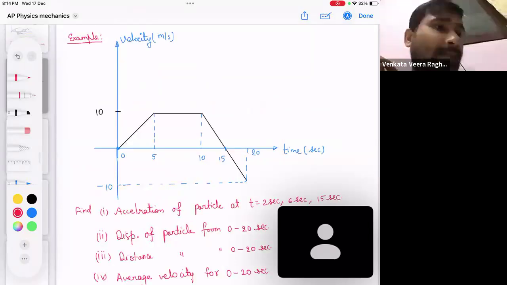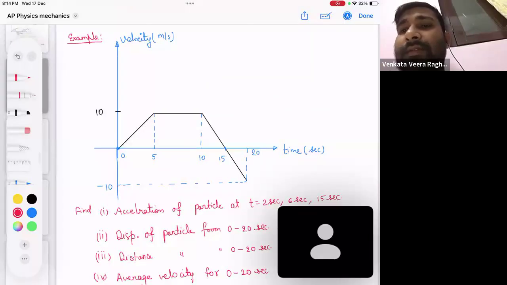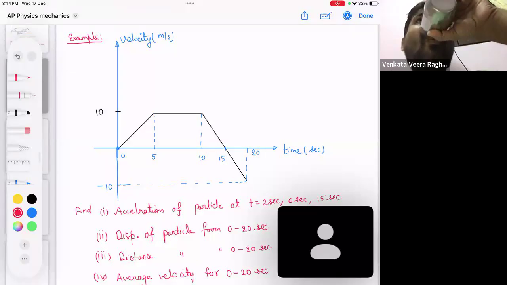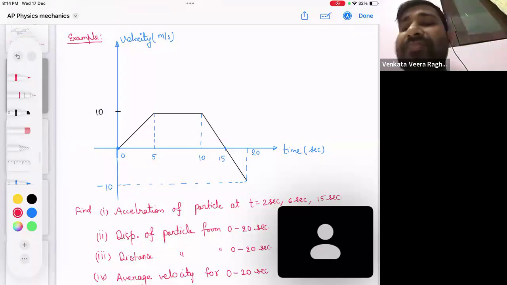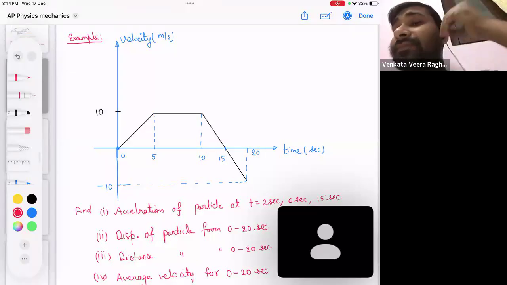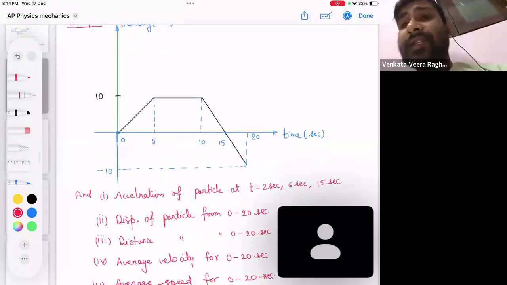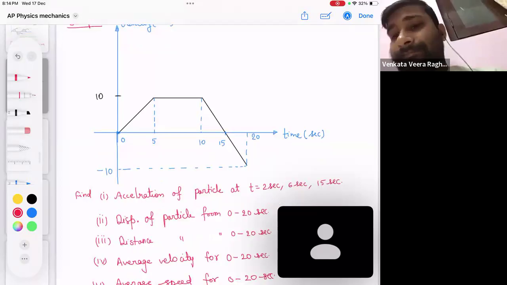Sir, acceleration at 2 seconds, at 6 seconds it is 0. At 2 seconds, how much is it coming? 2 meters per second squared. Yes, sir. Right. How did we calculate that?